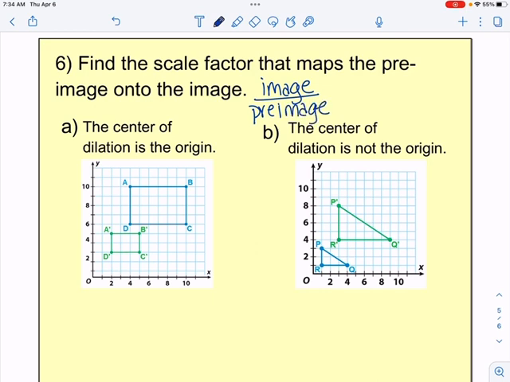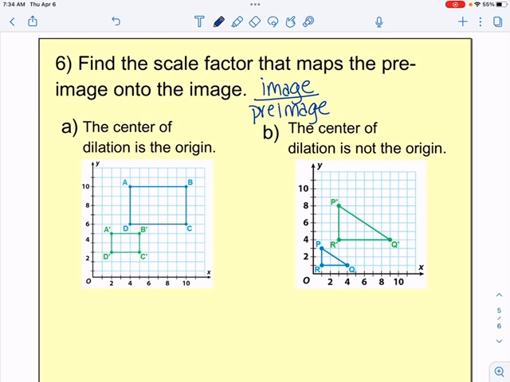Again, image is your primes. So your prime figure has to go on top, and then your other one has to go on the bottom. And remember, when you're on the coordinate plane, you can only count horizontal and vertical lines. That is it. You can't count a line that's on the diagonal. And again, we're just going to make sure that we're consistent with our sides. We're going to do corresponding sides.